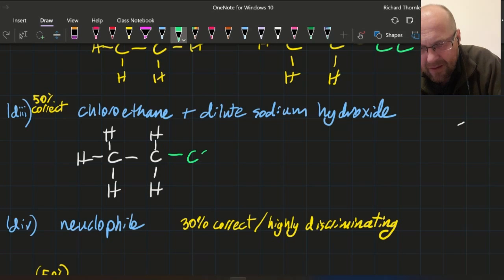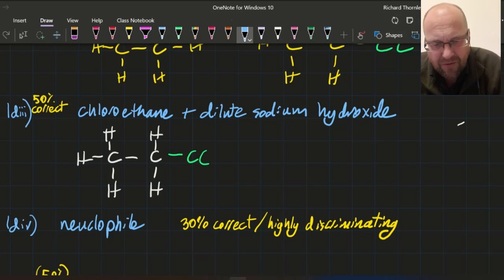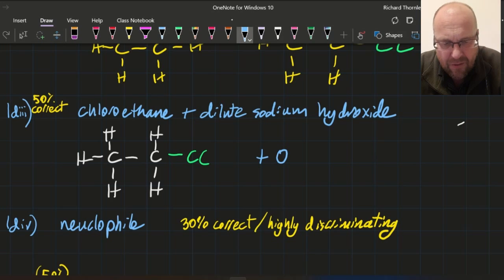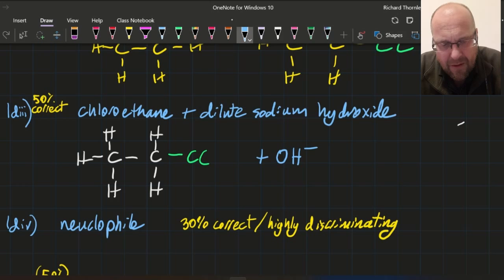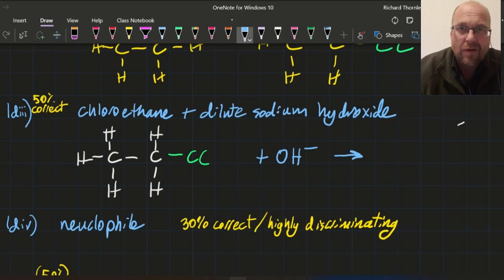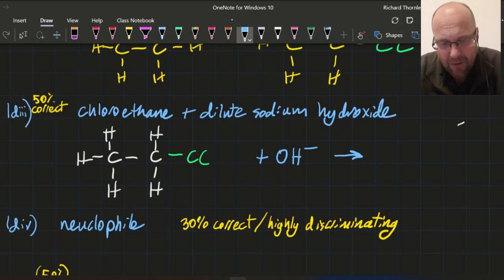That's there. And I'm just going to say the hydroxide ion. You could put sodium hydroxide, but hydroxide ion is acceptable. So what's going to happen there? Well, if you don't know, then maybe you could intuit what's going to go on.